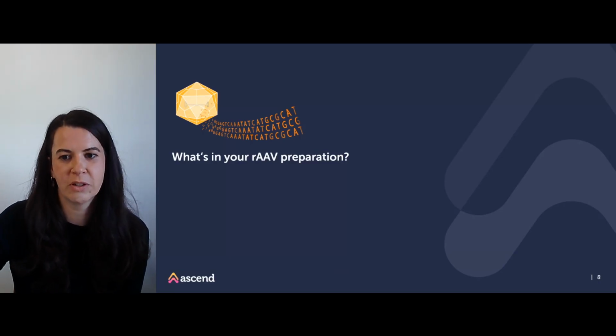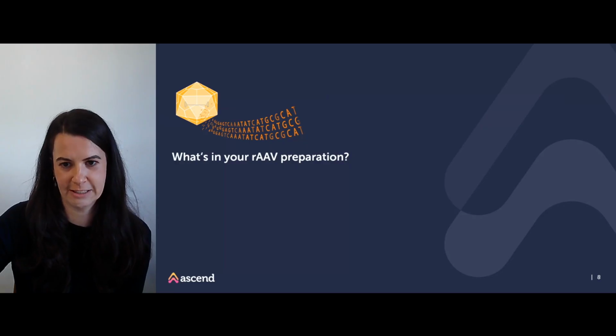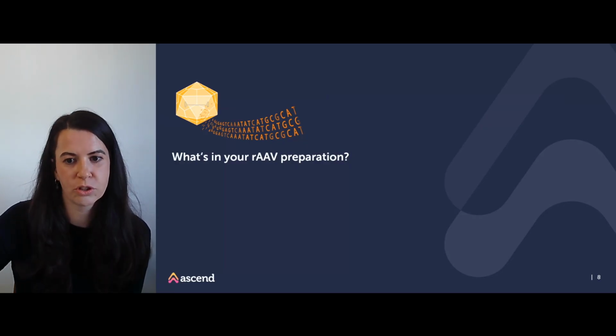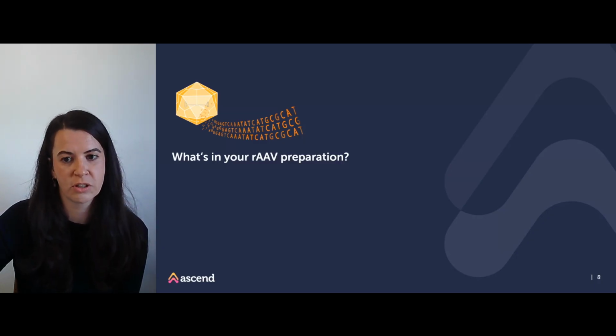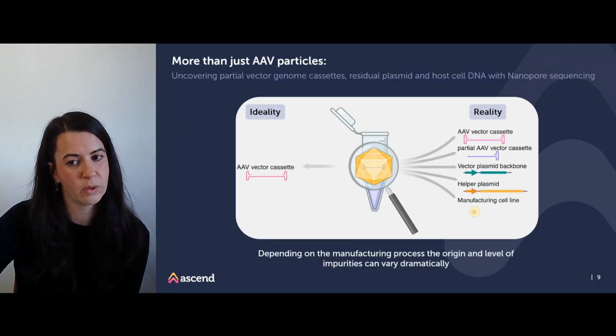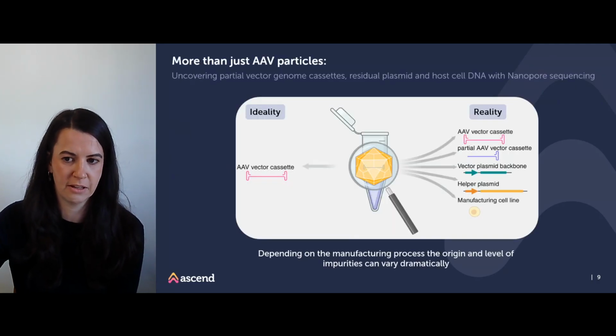My part in this webinar focuses on the first part of the data analysis. So first of all, AAV is produced by co-transfecting mammalian cells with plasmids encoding the gene of interest, AAV replication and capsid proteins, and helper functions. And this process can introduce impurities during production, and this is what I want to show here. What do we actually get if we analyze our AAV batch?